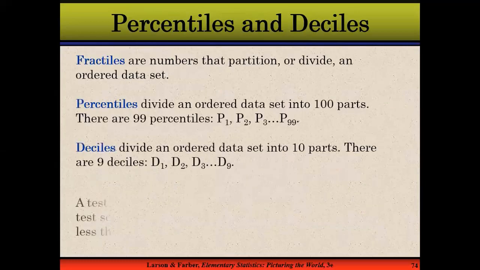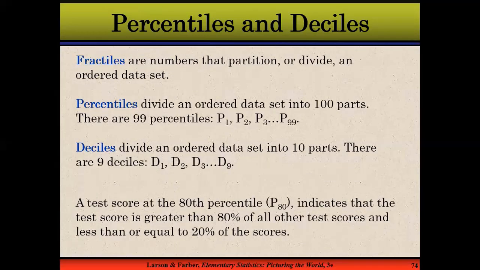Next, we see that there are other measures of position regarding data values that we can use. Fractiles are the numbers that partition or divide an ordered data set. So you can also find fractiles. You can also use percentiles that divide the data set into 100 equal parts. And you can also divide them with deciles that produce 10 equal parts of the data set.